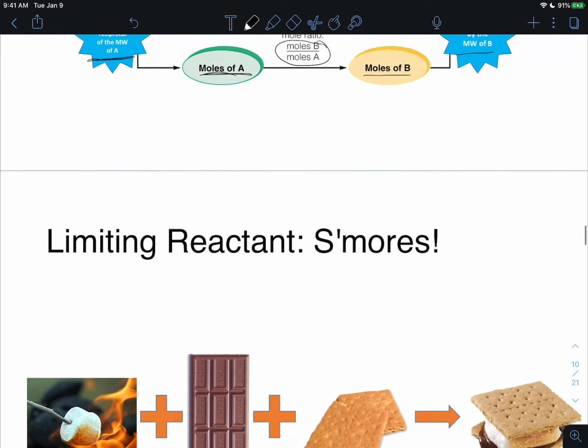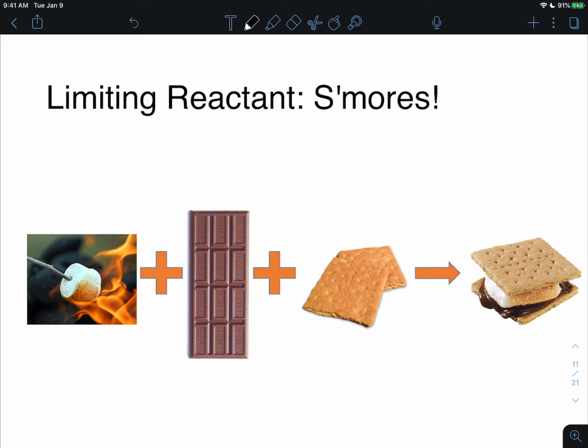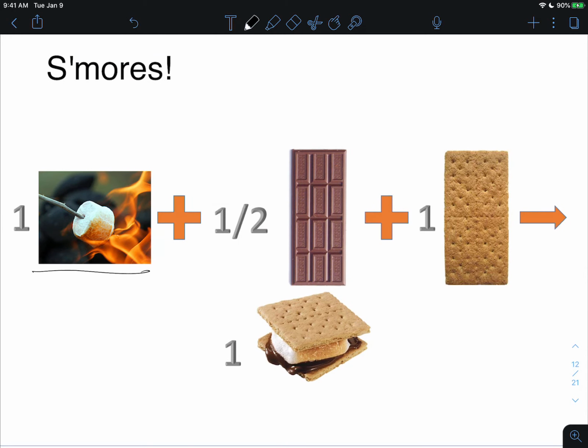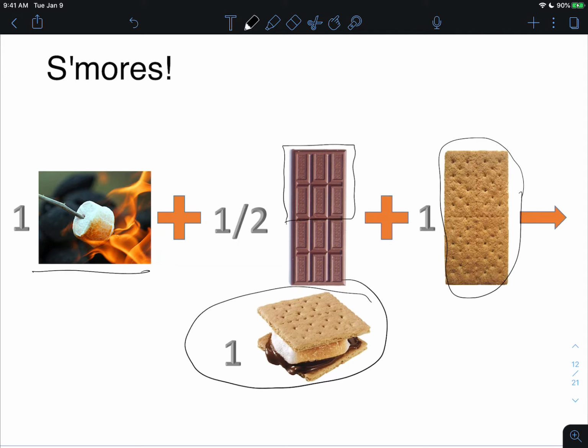Okay, next topic I want to talk about is the idea of limiting reactants. So we're going to start by talking about s'mores. So s'mores are a delicious treat where you take a marshmallow, some chocolate, and some graham crackers, you put them together, and you get a s'more, which is delicious. So if we were to take 1 marshmallow, half of a chocolate bar, and 1 graham cracker sheet, we would produce 1 full s'more treat, in my personal opinion. Some people like more chocolate, some people like less chocolate. But for my s'more, we have 1 marshmallow, a half a bar of chocolate, 1 graham cracker, thrown all together to make a delicious s'more.